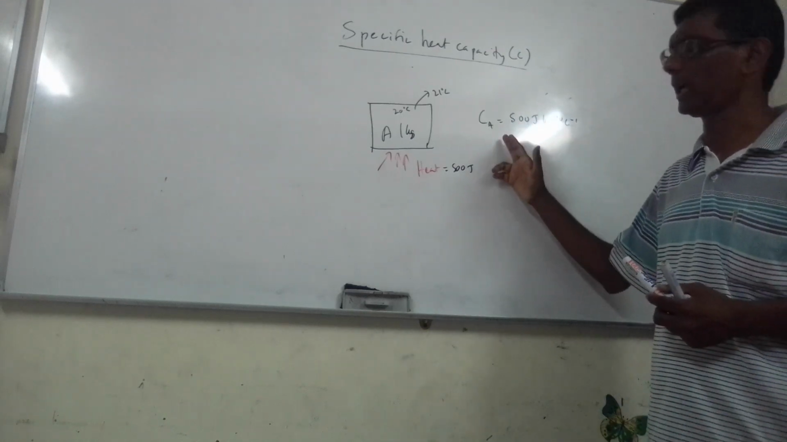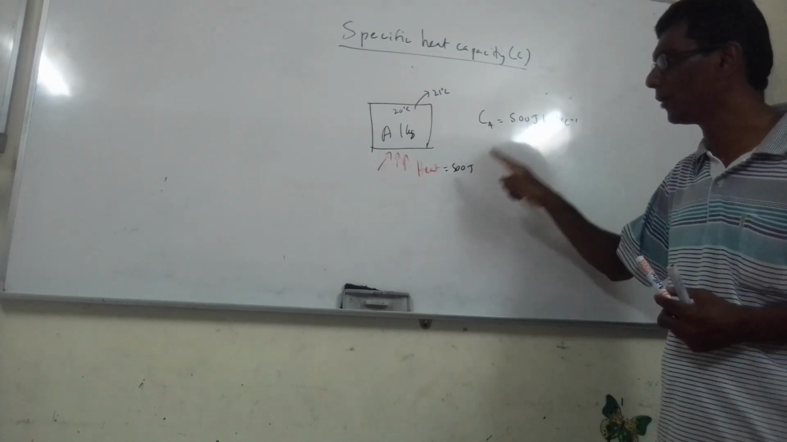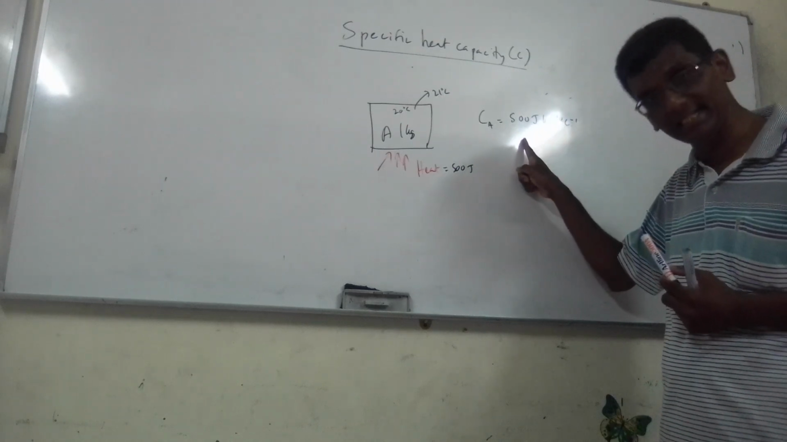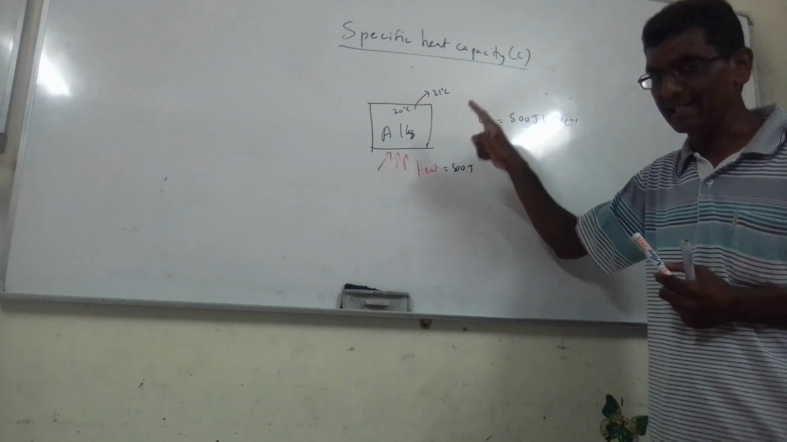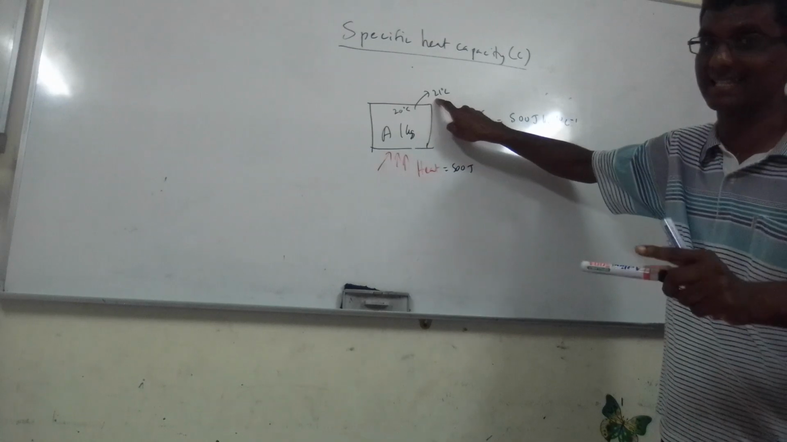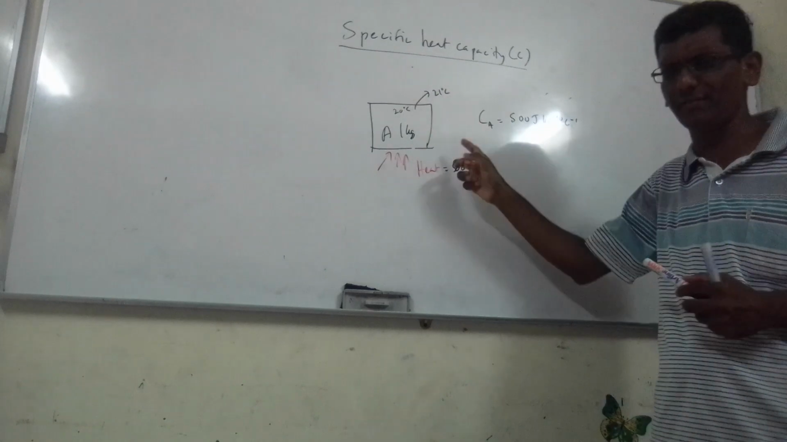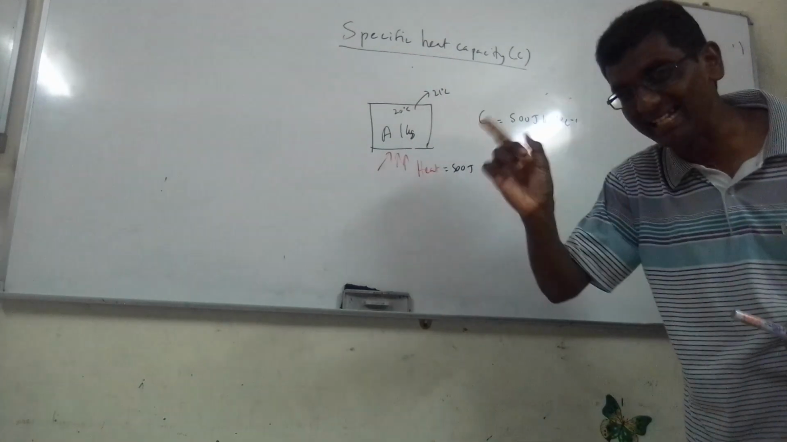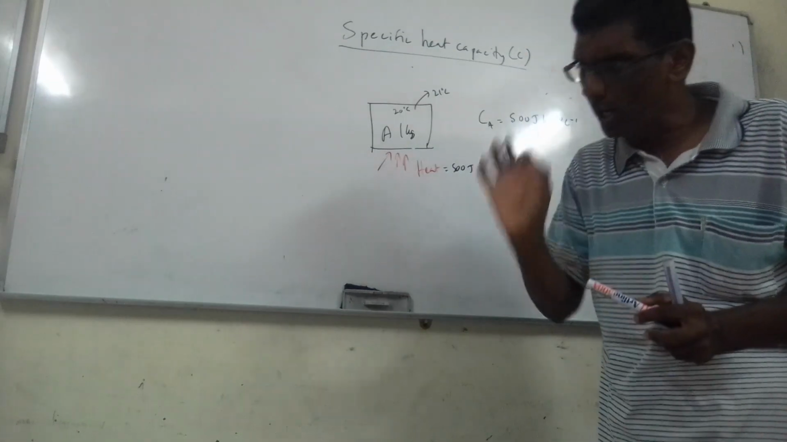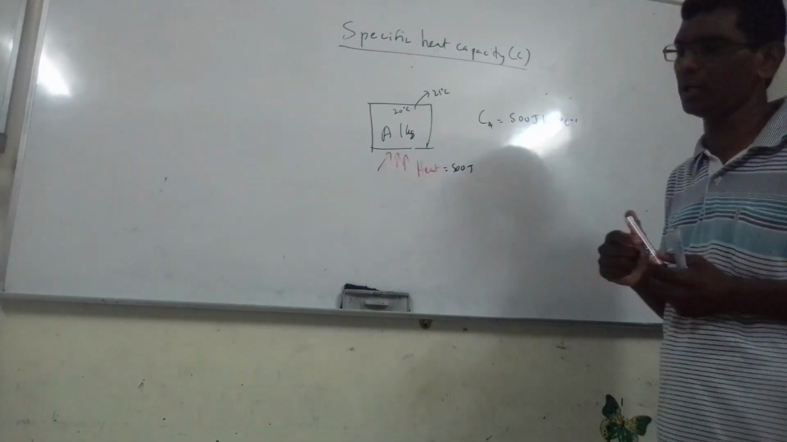What is the meaning? I will explain this again. 500 joule of heat energy is required to increase the temperature of 1 kilogram substance by 1 degree Celsius, like 20 to 21, or 25 to 26, or 42 to 43. That is a 1 degree Celsius increase for 1 kilogram substance, and that is called 500 joule.